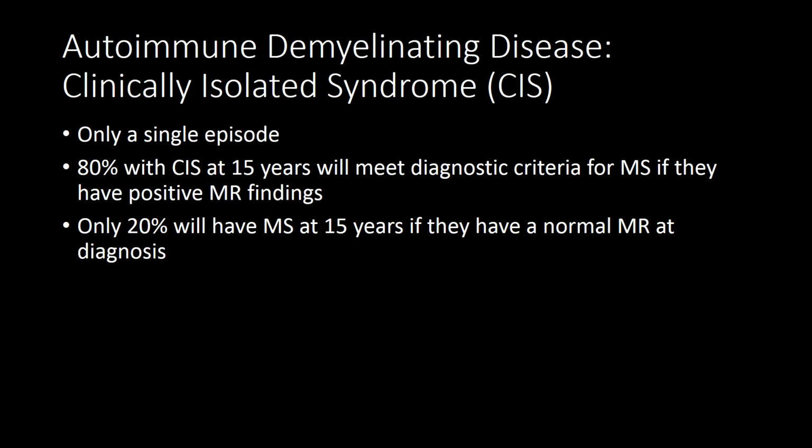There's also something called clinically isolated syndrome. This is when the patient only has a single episode suggesting the diagnosis of multiple sclerosis. 80% of these patients with clinically isolated syndrome at 15 years will meet the diagnostic criteria for multiple sclerosis if they have positive MRI findings. However, only 20% will have multiple sclerosis at 15 years if they have a normal MRI at diagnosis.